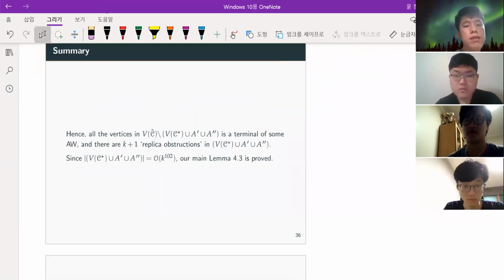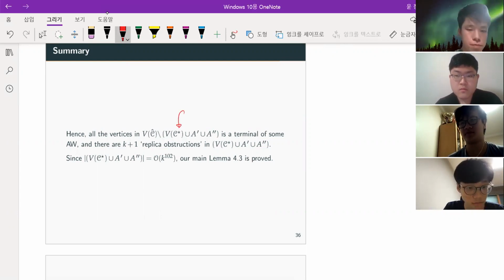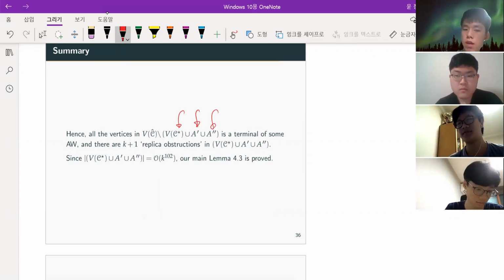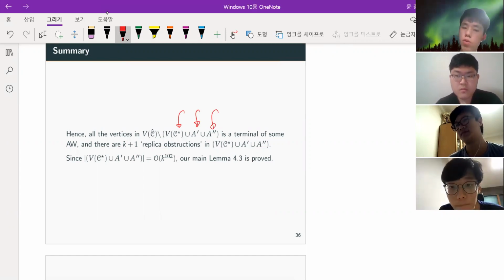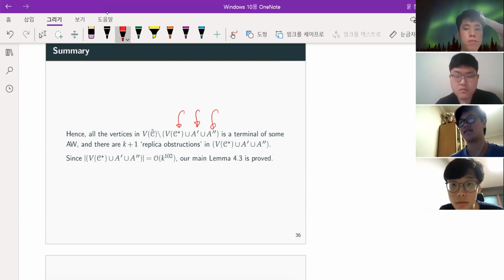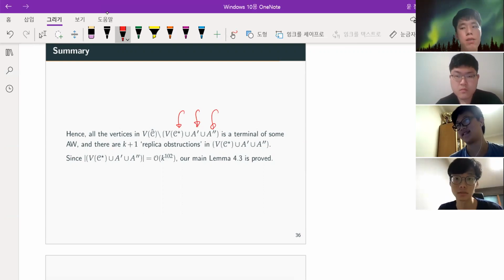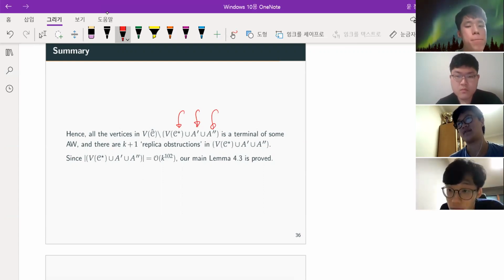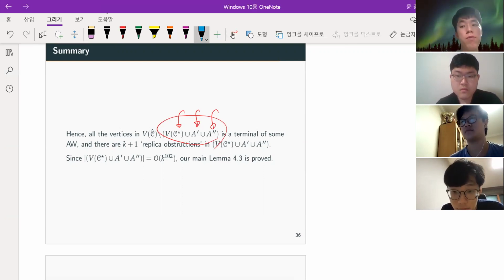Hence, all the vertices in C hat, excluding a small module component set C star and the non-shallow case A prime, the shallow terminal case A double prime, is a terminal of some AW, and there are k plus 1 replica obstructions. Hence, with a k solution, we cannot exhaust all these replicas. So removing all the vertices except them gives an equivalent instance. So our main lemma 4.3 is verified.